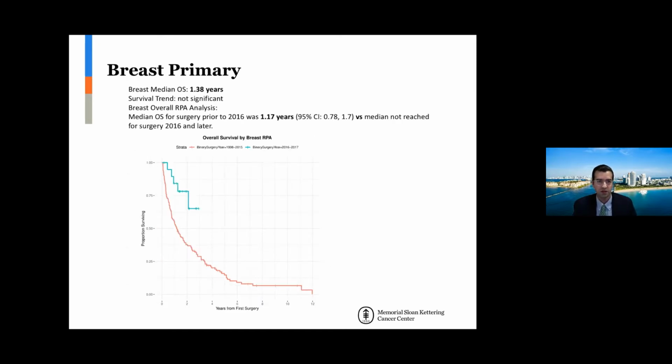For breast cancer, there was no trend overall based on the year of operation, but there was a split point on RPA in the year 2016, such that patients operated on after that date had a substantially better overall survival.